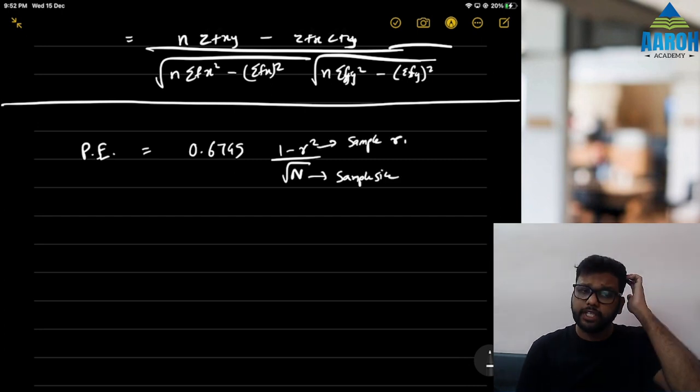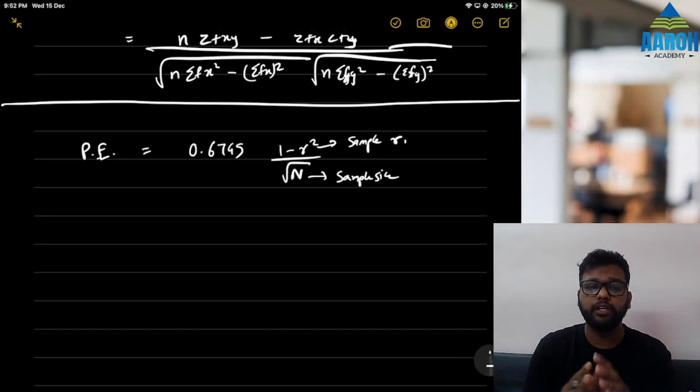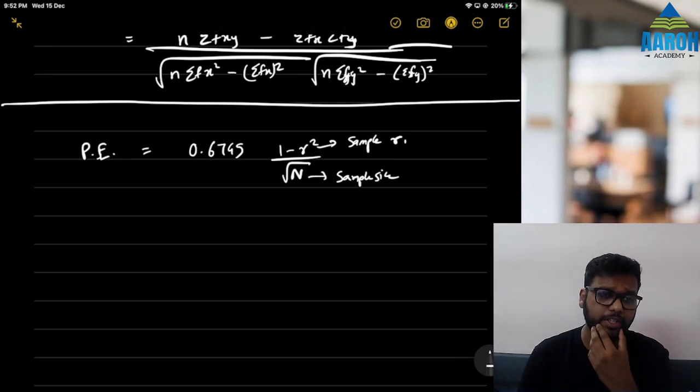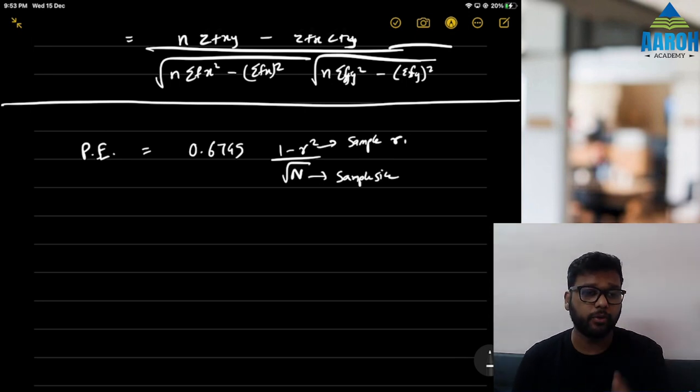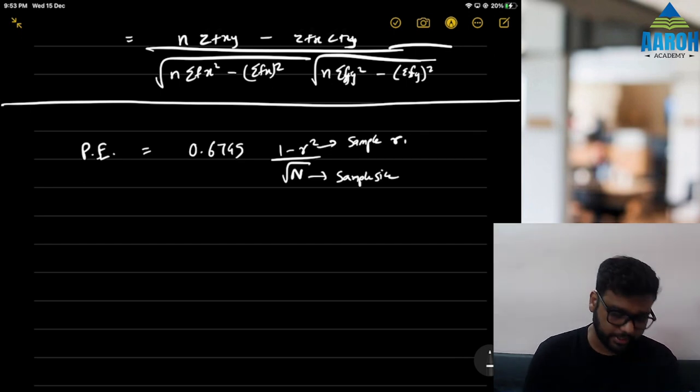Okay. This gives us that if we take the entire population instead of sample, what is the probable error? That is, what is the scope in which we might get our actual correlation coefficient. Fine. Again, no need to focus much on it, but in exam they might ask a direct question.